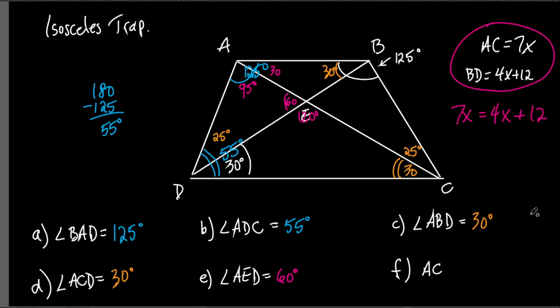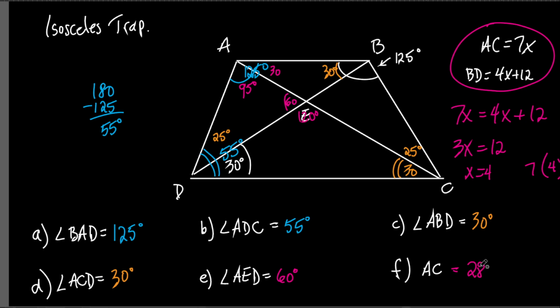Okay? And now let's go ahead and solve for x, and then we can figure out what these are. It is very colorful. So subtract a 4x. So what am I going to get? 3x equals 12. Divide by 3, we get 4. So x is 4, but we're trying to find AC, so it's 7 times what? 4, which is 28. So AC is 28.